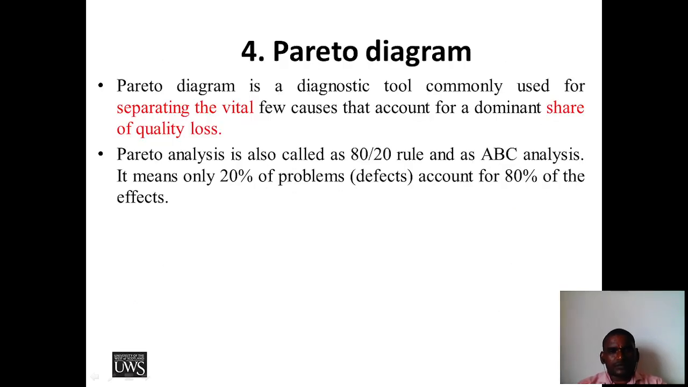Another one is the Pareto diagram. A Pareto diagram is used for separating the vital few causes that account for a dominant share of quality loss. It is also known as the 80-20 rule, and as ABC analysis. It means that 20% of problems account for 80% of the effects. That 20% of problems is the major problem in the total product. So this is the Pareto diagram.